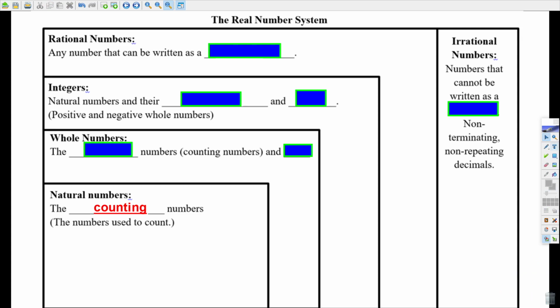So let's give an example of that. Whenever you're really young, you start learning to count. You usually go 1, 2, 3, 4, and so on. Those are called the natural numbers or the counting numbers.